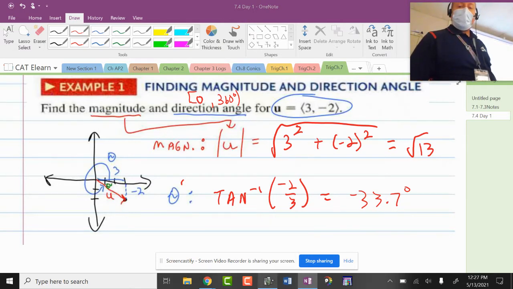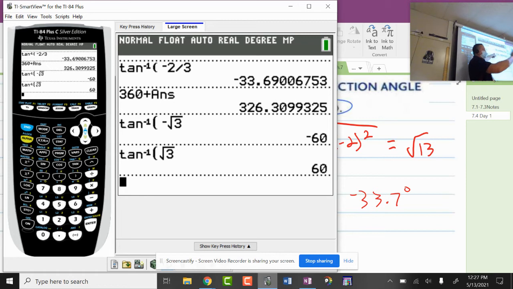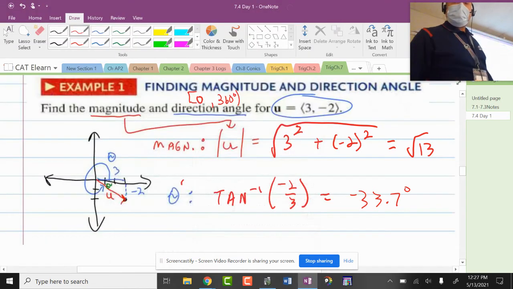360. And it really is add 360. Okay, and I already did that. 360 plus, because that is 360 minus 33. 360 plus a negative. So yeah, 326.3 makes sense, and that's how I have to do this.